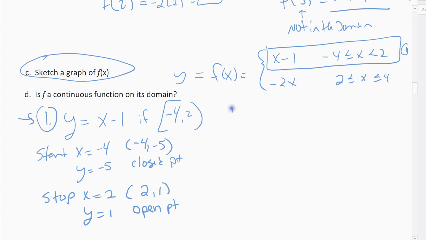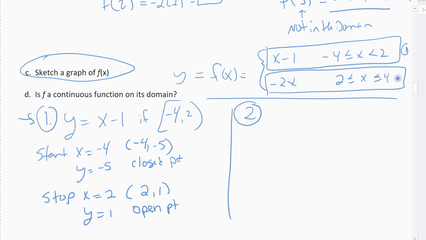All right, so there's the first piece of information, and then I'm going to do the same thing for the second piece, and then I'm going to graph. All right, so this is the second piece. It's piece 2. And so it's y equals negative 2x between 2 and 4, including both 2 and 4. So again, I'm going to draw this line between 2 and 4, including 2, so both endpoints this time are going to be closed.